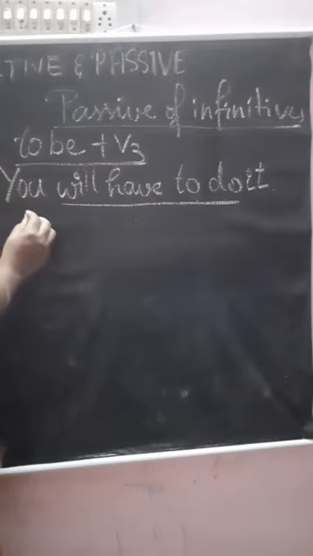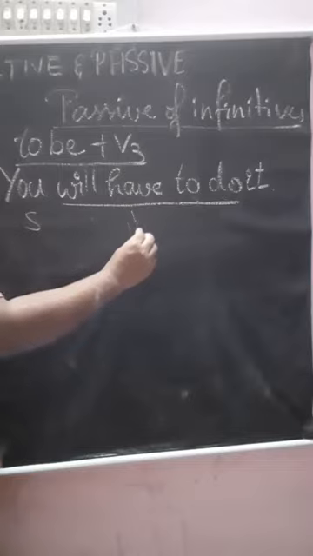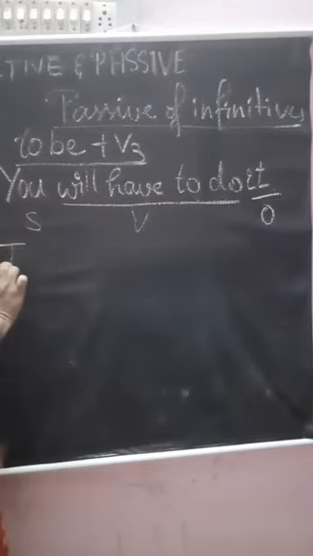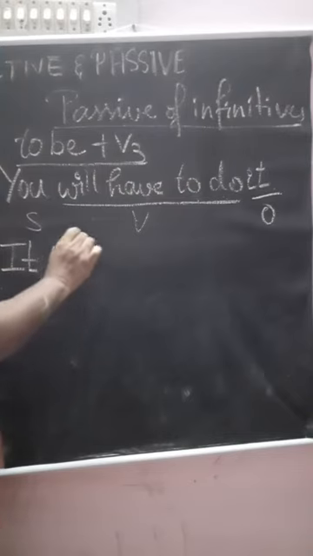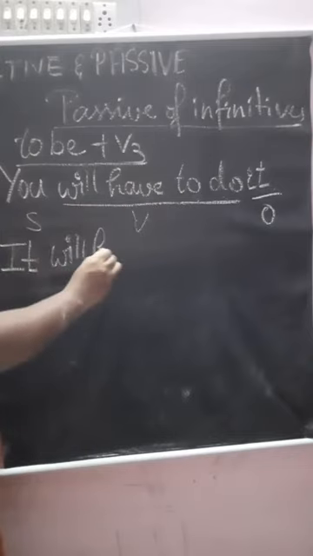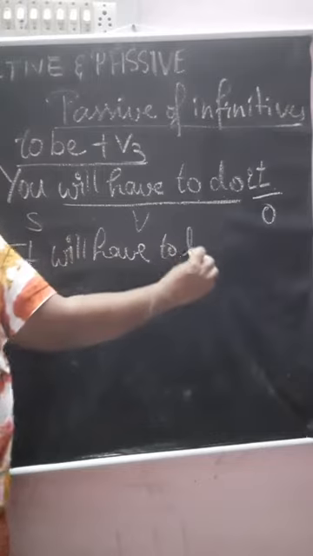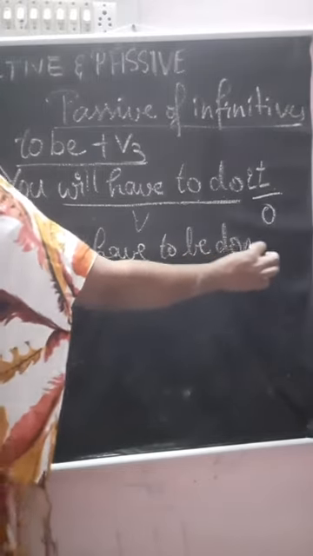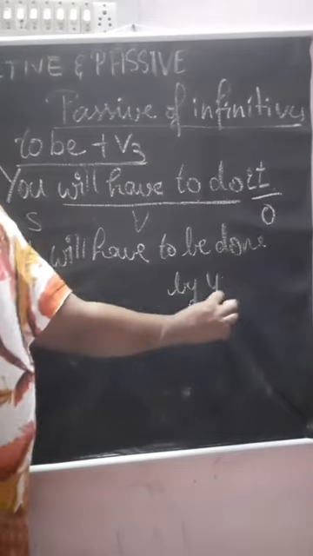So how will it change? What is the subject here? You. What is the verb? Will have to do is the verb, and the object is it. So let us change. The object comes to the subject place. It will have to be done. How does it change? We know, future means future, past means past. So here, will have stays, and to do is changed into to be done. So it will have to be done by you.